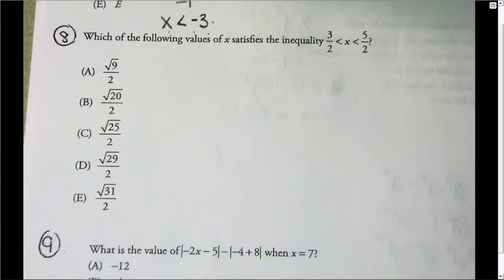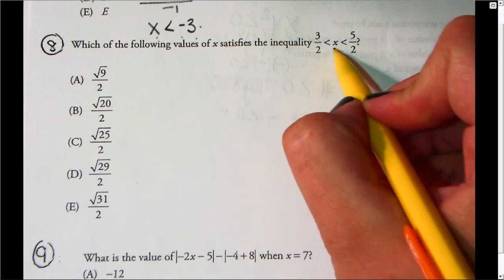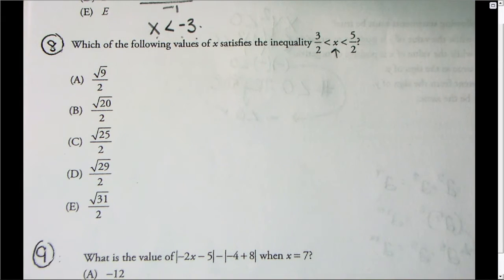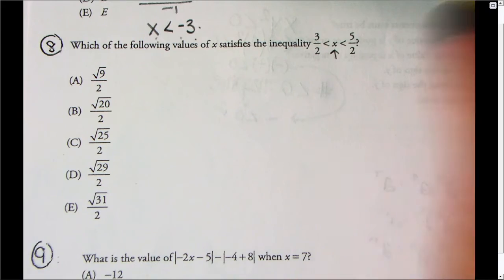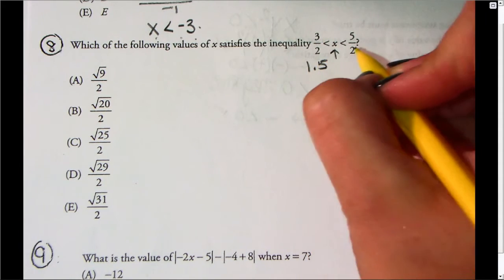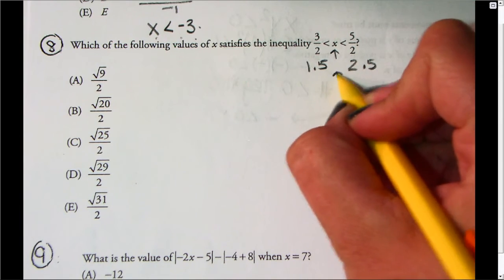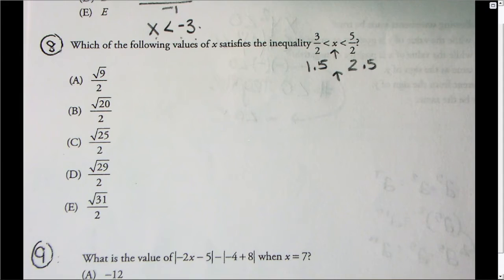Okay, the next problem is a very basic calculator question. Now, if you recognize fractions as decimals a little bit quicker, this might save you a little more time. But basically, you're looking for a number that will sit for x right in between those two. So 3/2 is 1.5 as a decimal. 5/2 is 2.5. You're basically looking for a number that's going to sit between those, okay?